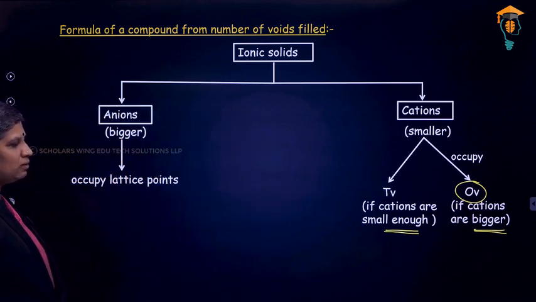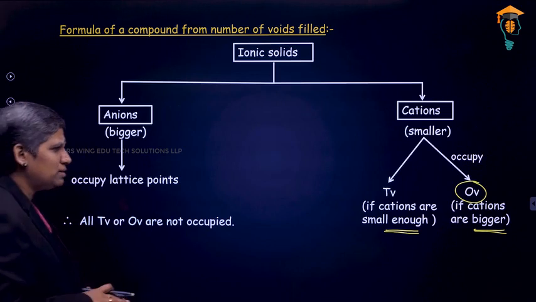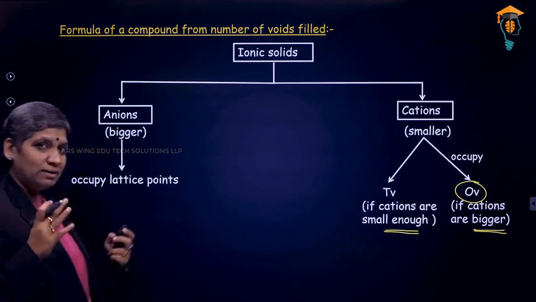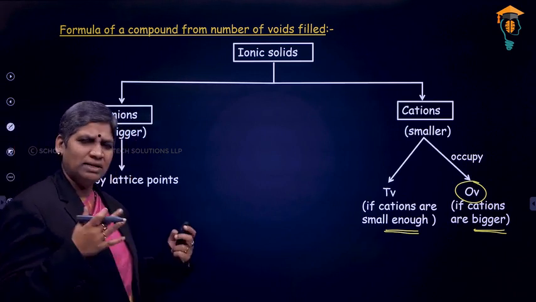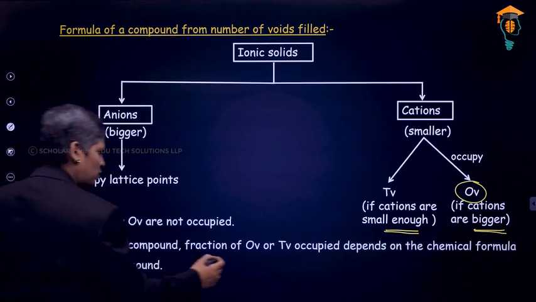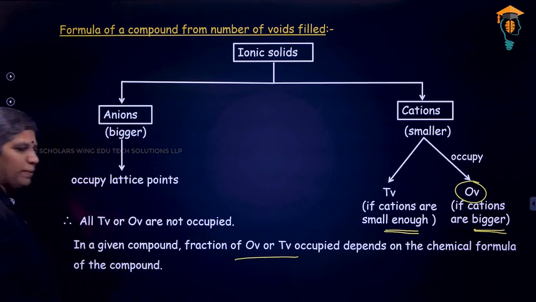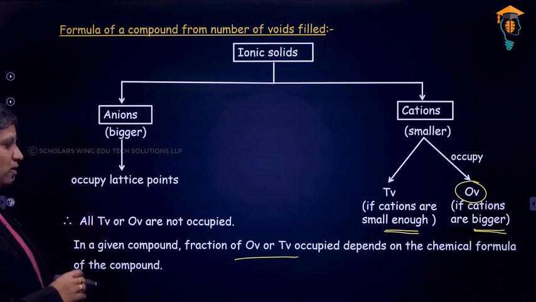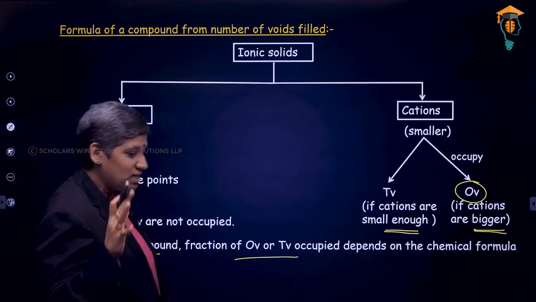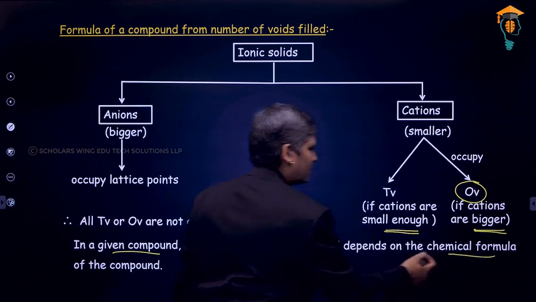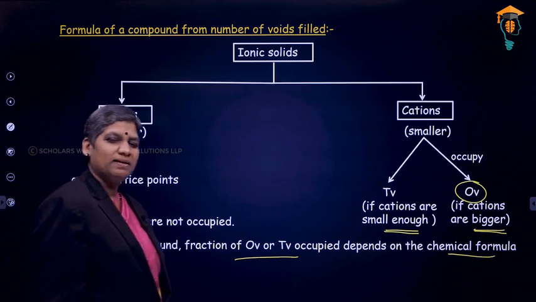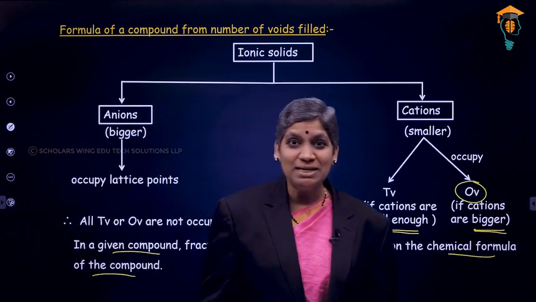So friends, we can conclude like this. Not all TVs and OVs are completely occupied, but actually only a fraction of the OV or TV get occupied. And that fraction of the OV or TV that is occupied in a given compound, in fact, depends on the chemical formula of the compound. So let us prove this by taking up certain numericals now.